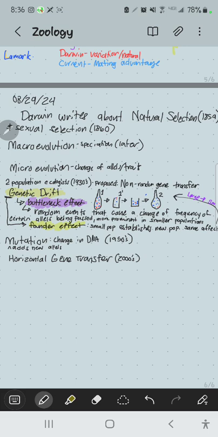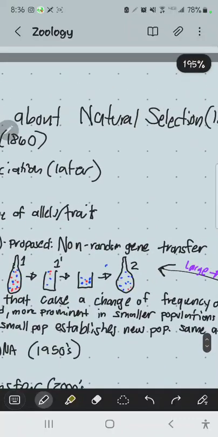Here's an example. I'm not going to give you a speculative one, I'll give you a real one. Why not just give you an actual example here? Horizontal gene transfer. So anyway, check it out.